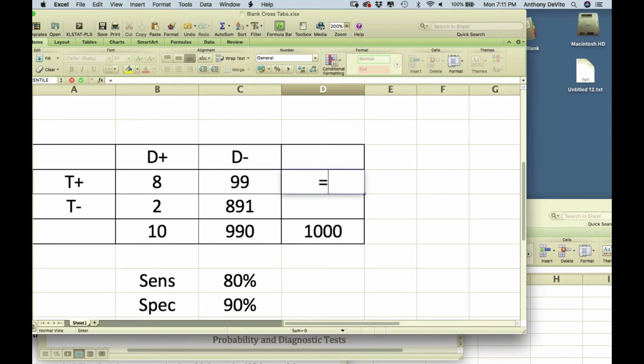Okay, so we add these together. How many people tested positive here? 107. How many people tested negative here? 893. Adds up to 1,000. Now let's calculate our positive predictive value and our negative predictive value.